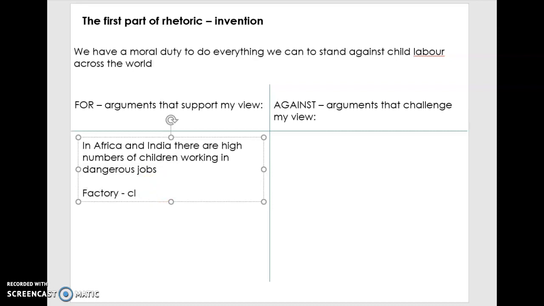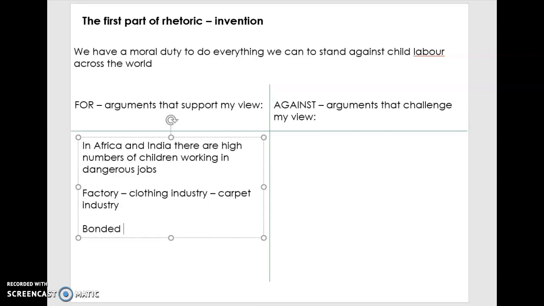There's a lot of children who work in the clothing industry, often producing clothes for us, Western consumers. The carpet industry, particularly in India, there's a lot of children who work in that industry, which is really terrible.